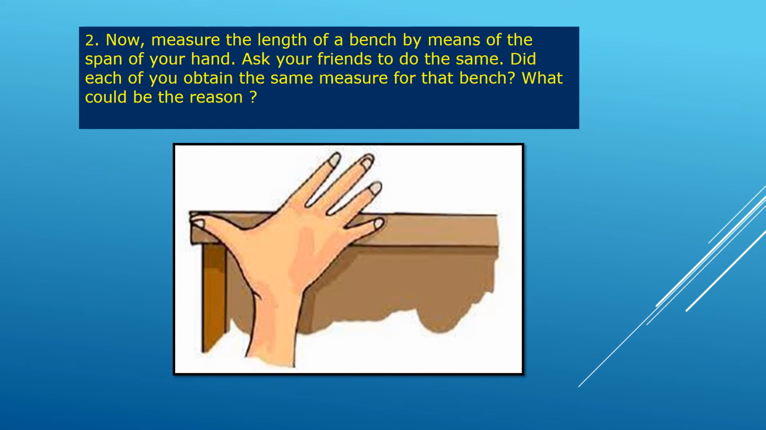When you are measuring the length of a bench by means of the span of your hand, and your friends are doing the same, obviously your measure and your friend's measure will not be the same, because everyone's hand span is different. The distance between the thumb and the small finger is variable, and due to that everyone's distance will not be the same.